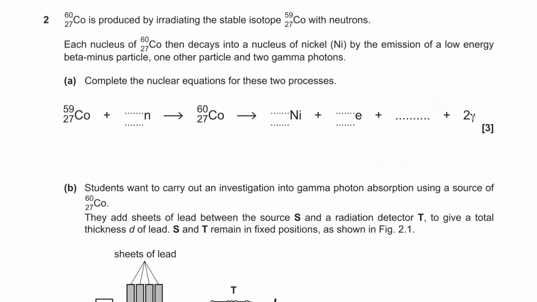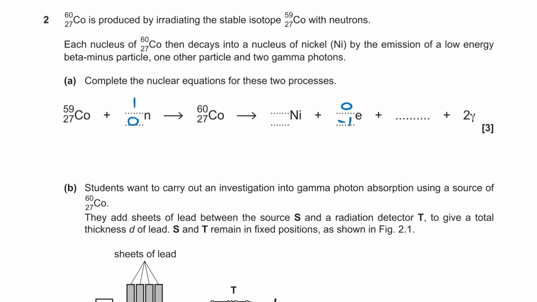Question 2: cobalt-60 is made by irradiating cobalt-59 with neutrons. The nucleus then decays into a nucleus of nickel by a low energy beta minus particle, one other particle and 2 gamma photons. Right, so we're being asked to sort this out then. So a neutron mass is 1, proton number, atomic number is 0. Next, what do we have? Well, we have an electron over here. We know it is beta minus, so this electron is going to be 0 mass, effectively, minus 1 atomic number.